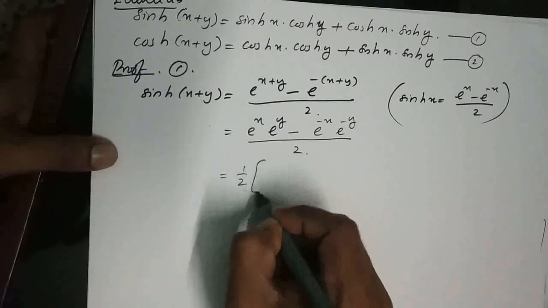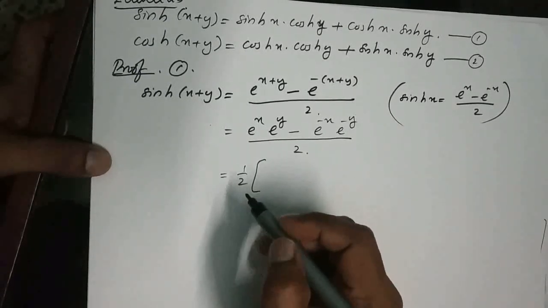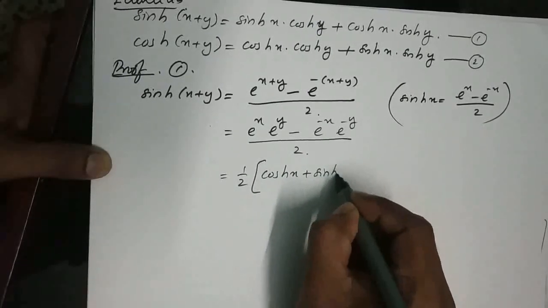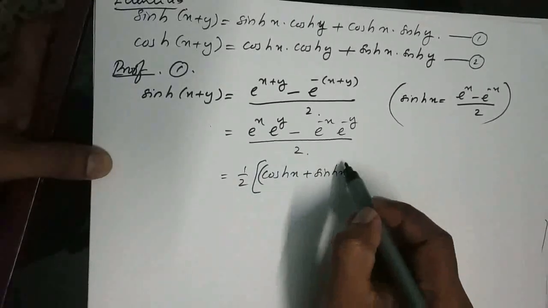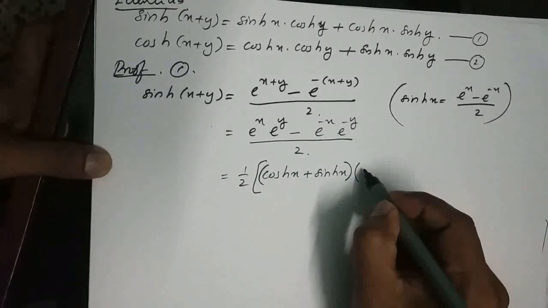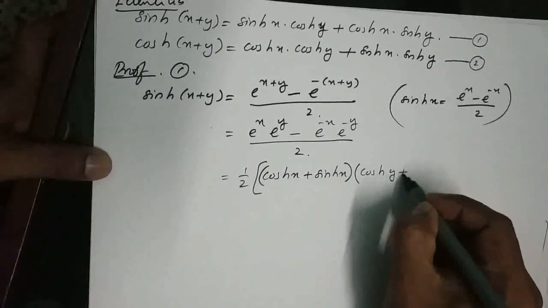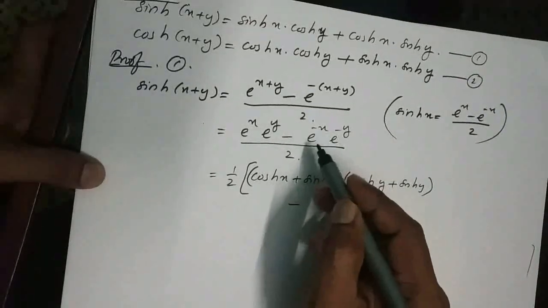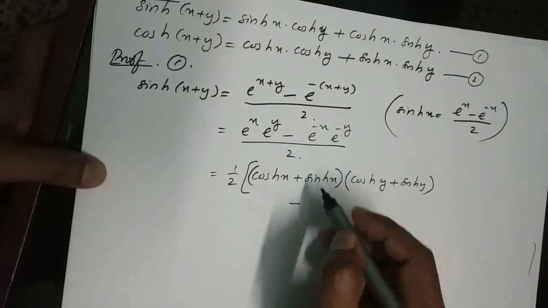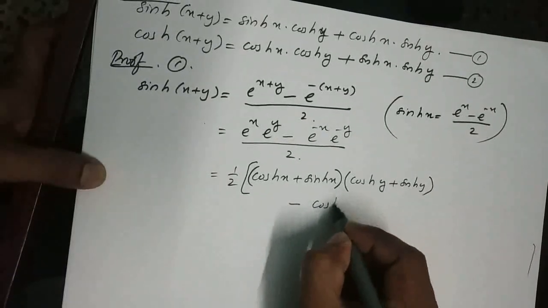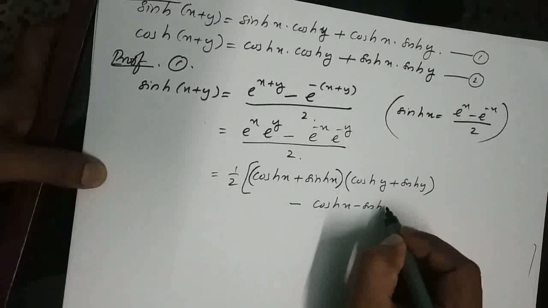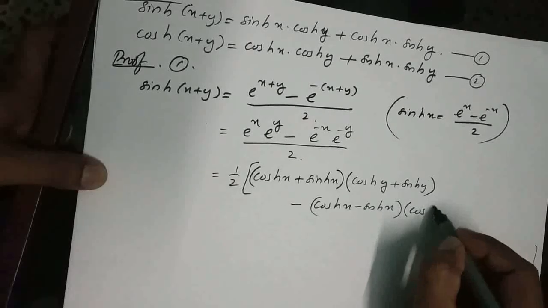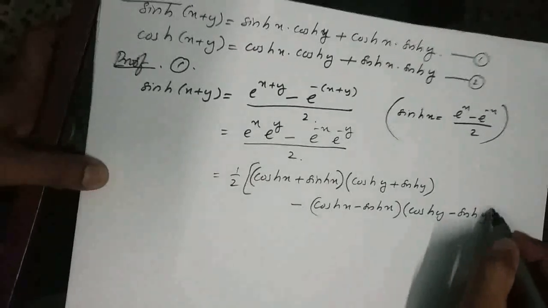So this is 1 by 2 into, we have e power x is equal to what? Cosh x plus sinh x. Okay, cosh x plus sinh x. This is e power x into e power y, which will be cosh y plus sinh y, minus e power minus x, which was what? Cosh x minus sinh x, into e power minus y, which will be cosh y minus sinh y.